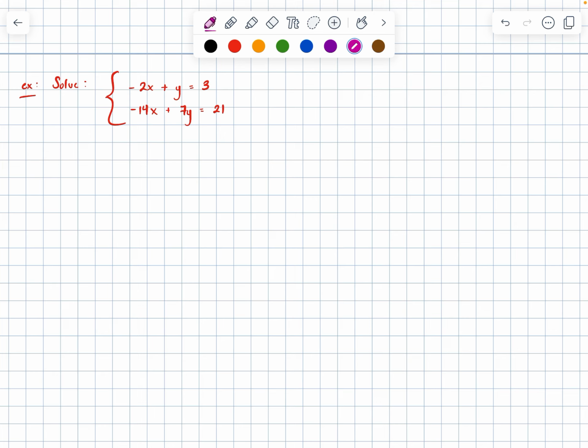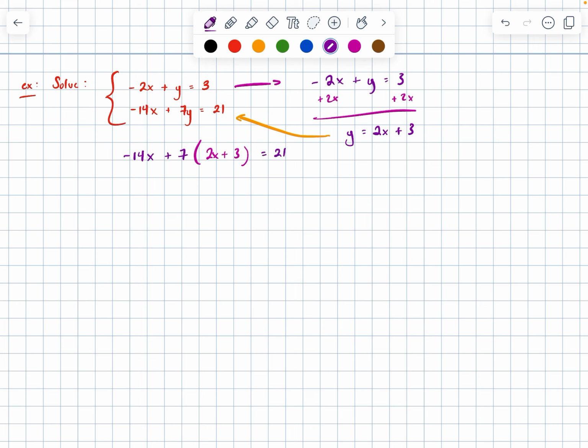And stop. So here, I'm going to do some substitution. Again, you can do it either way. It does not matter. Notice that I have negative 2x plus y is equal to 3. If I take 2x and add it to both sides, I can get myself in a position where y is substitutable. Y is equal to 2x plus 3. Let's take this guy and sub in to our bottom equation. From here, I know that negative 14x plus 7y, but we've just established that y is equal to 2x plus 3. This is equal to 21.